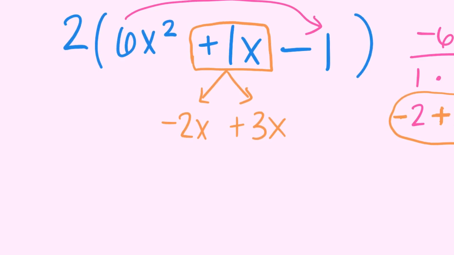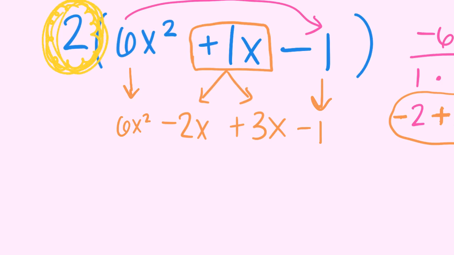And then we're just going to bring down everything else. So we're going to bring down this 6x squared. We're going to bring down this negative 1. This 2 on the outside, you might want to circle that or highlight it or something, because eventually we're going to have to bring this down too, right? I don't like to bring it down just yet because I want to deal with this stuff first. But you do need to make sure you don't forget about that 2 on the outside. Okay, so the next step here is to factor this by grouping.